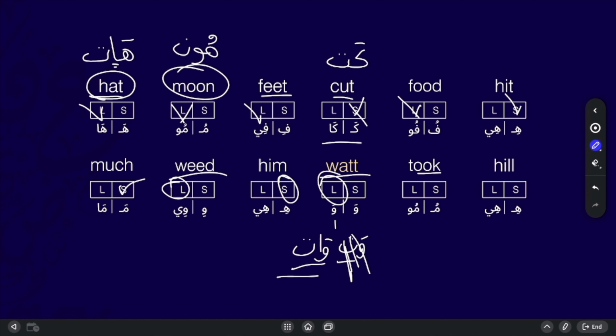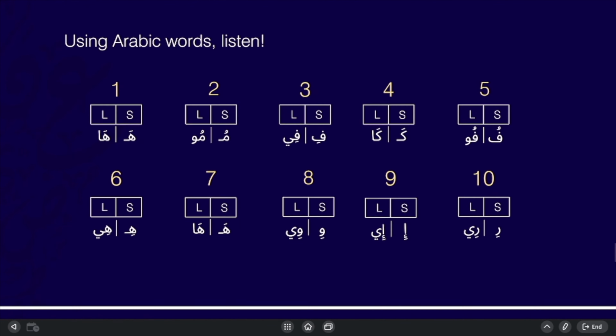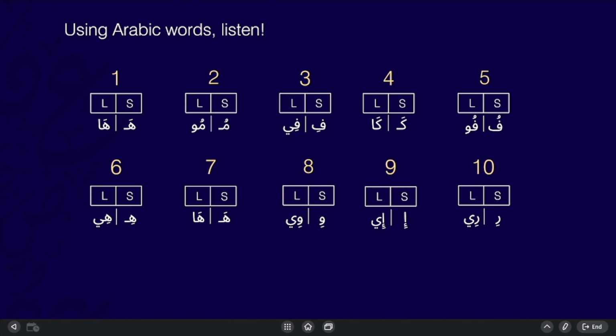Took. Can you make it shorter? Took, took, took. No, it's short. Hill. It is short. Now apply the same principles in the next exercise. Please listen to these words and determine if you're dealing with a long or short vowel.